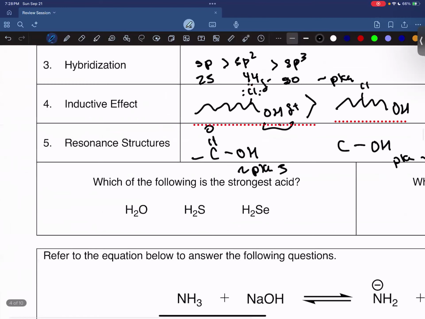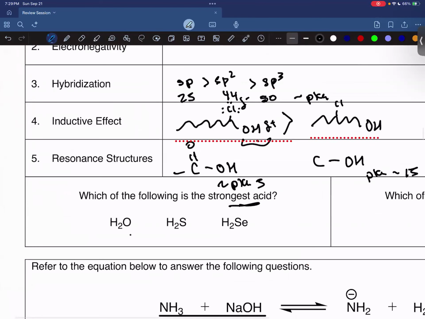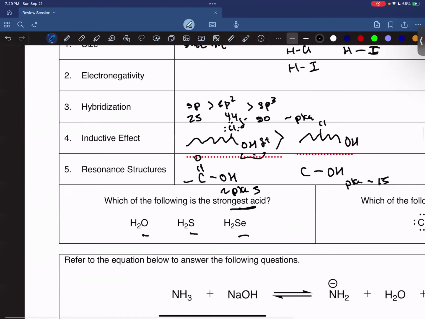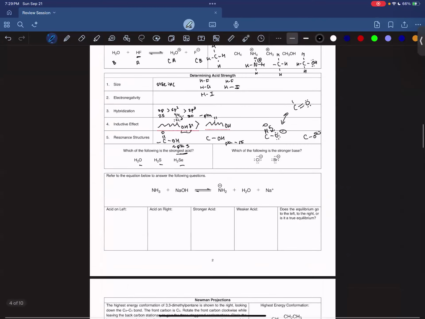Which of the following is the strongest acid? We can see that we're comparing these atoms: oxygen, sulfur, and selenium. These are right next to each other. Okay.